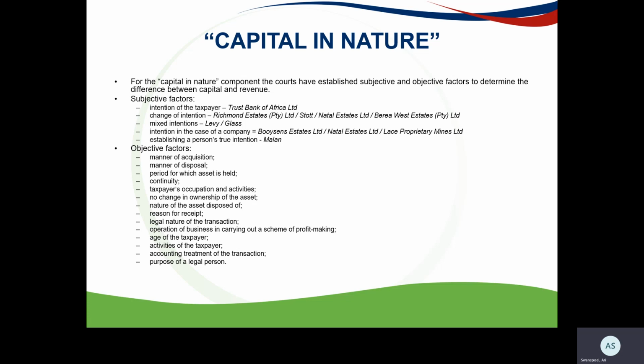So you must look whether any of these objective factors would apply in the question, and if they do, you must address the ones that do apply in your answer.